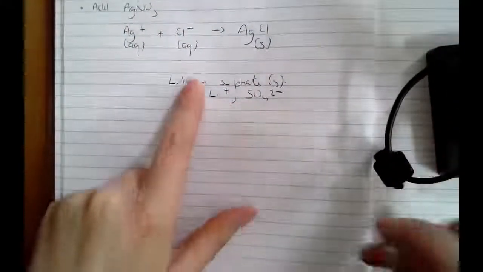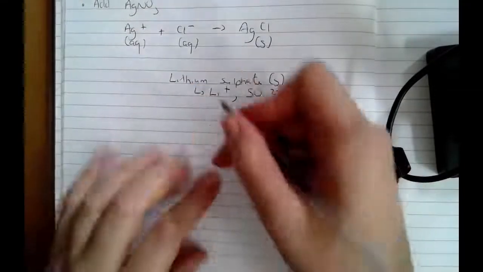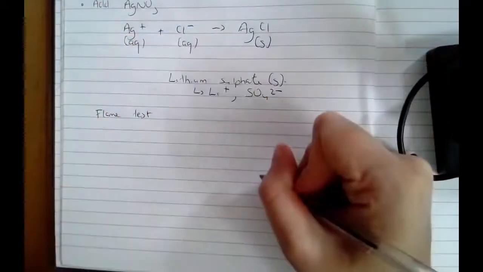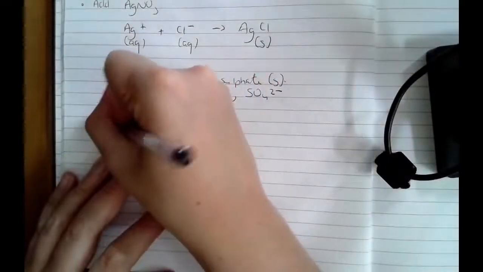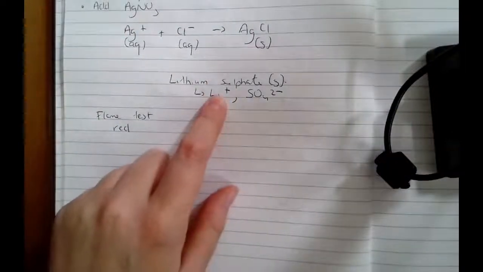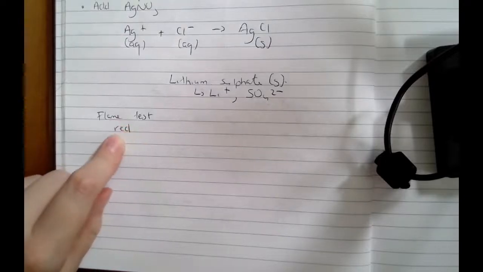Because you've got a solid, how are you going to identify that you've got your positive ion? You are going to use a flame test. And because you've got the lithium ion, you are going to see a red color. Okay, so that's all you would need to say for how you'd identify your positive ion. And there is no equation needed when you're doing the flame test.